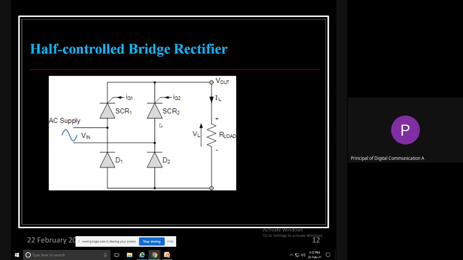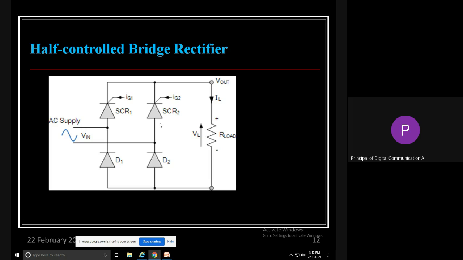And the opposite is also there. That is for the negative half cycle, the SCR2, load and D1. In this flow only the current is going to have a direction. The working will be the same, the output is also the same, only the difference is it is known as the half controlled bridge rectifier.